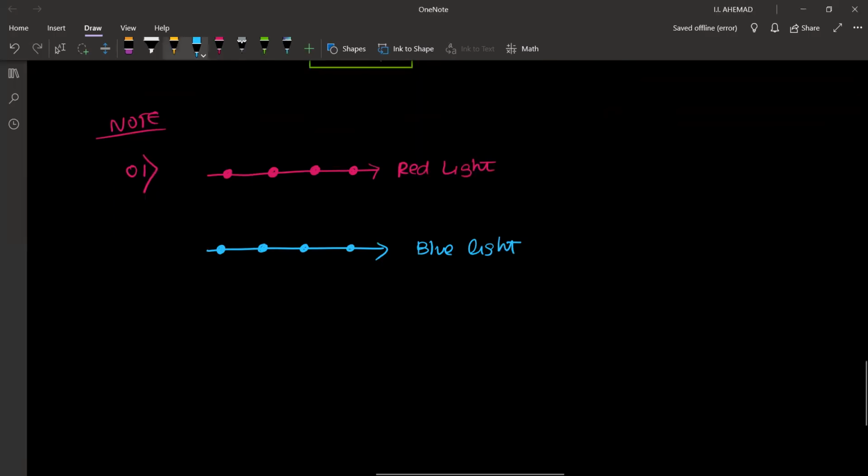So if you take a red color photon, let's say it has energy E1, then the next red color photon also has the same energy E1, because this one has frequency F1. The blue color light has frequency F2, so it will have energy E2. The single photon will have energy E2.